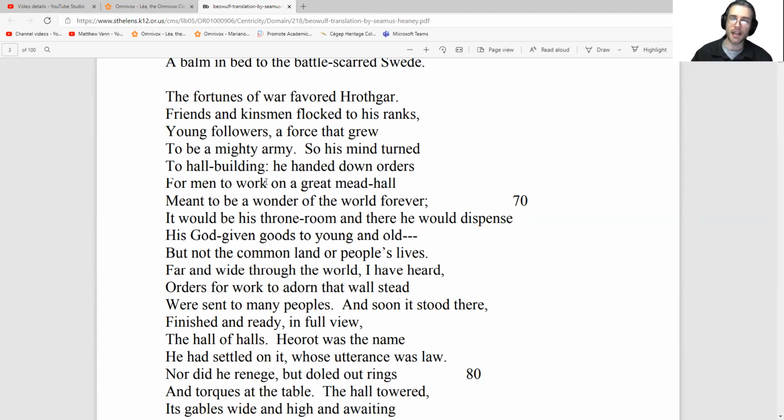We see here at the outset that the fortunes of war favored Hrothgar. The fortunes of war. Fortune doesn't have an intent. Fortune is blind and pitiless. It's chance, not will. It's just random happenstance, fortune. However, he dispenses his God-given goods to the young and old.